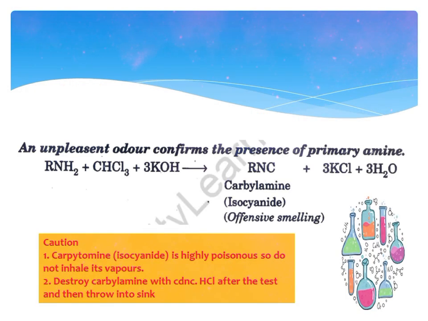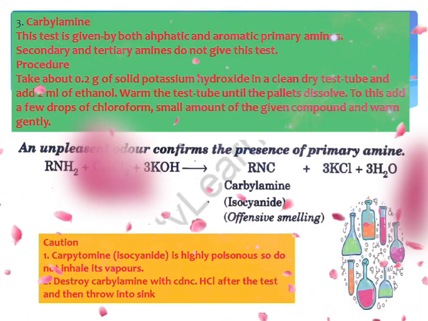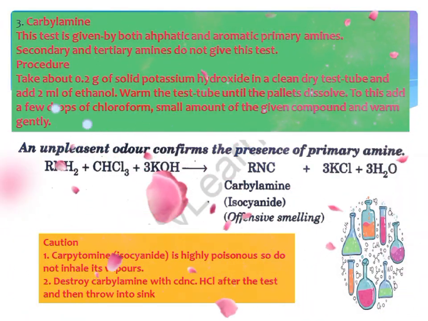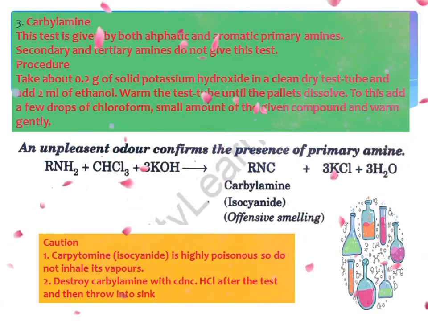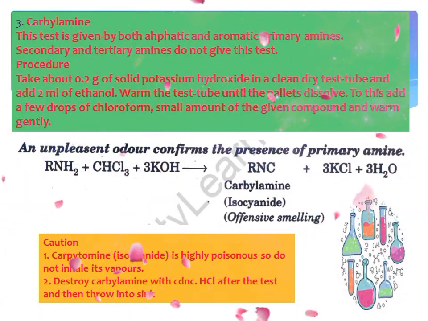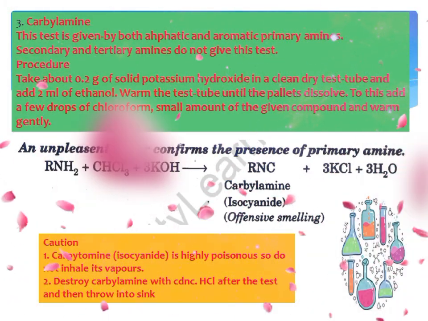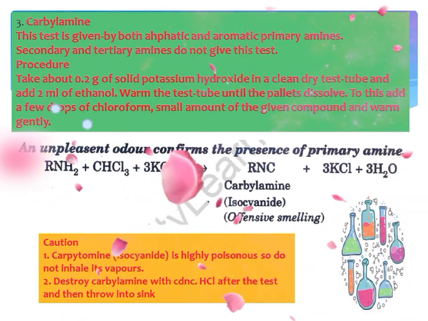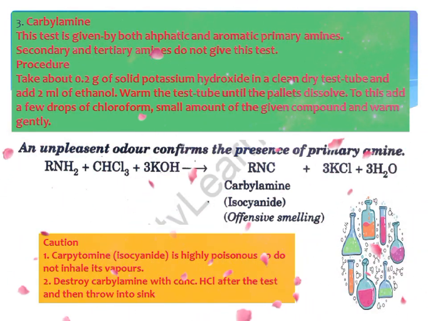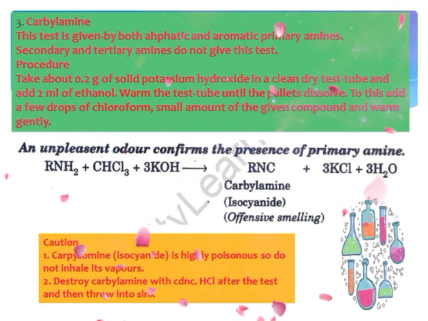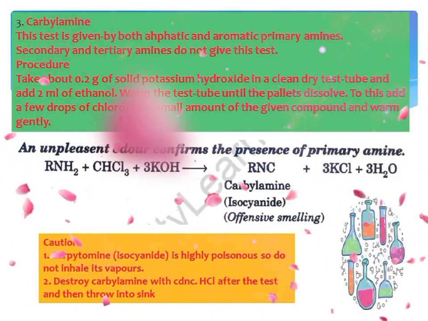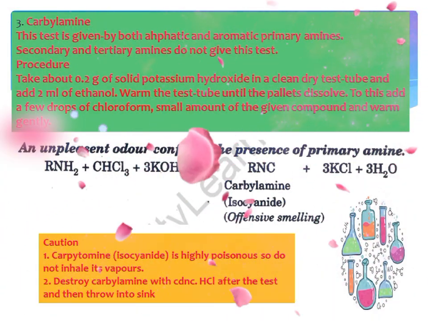To distinguish between primary, secondary and tertiary amines, we use the carbylamine test. This test is positive for both aliphatic and aromatic primary amines, but secondary and tertiary amines do not give this test. The reagents commonly used are potassium hydroxide, ethanol, the given organic compound which is to be tested, and chloroform.